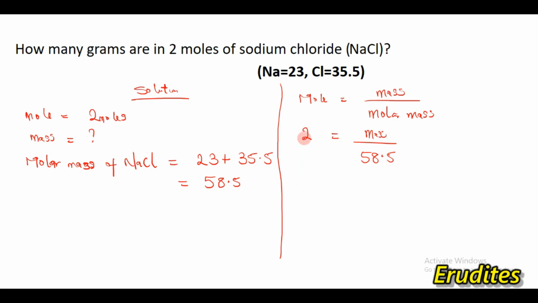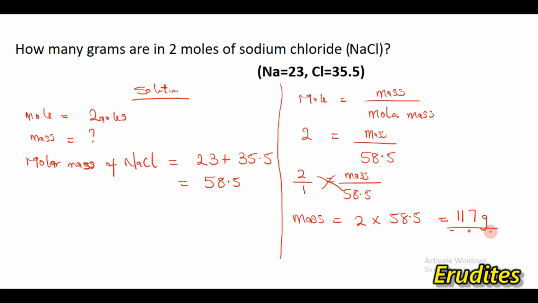So this is the same thing as 2 over 1. 2 over 1 will still give us 2 is equal to mass, the reacting mass, over 58.5. Here we cross multiply. Mass times 1 will still give us mass. So mass will be equal to 2 times 58.5. So 2 times 58.5 will be equal to 117 grams. So this is the answer to this question.